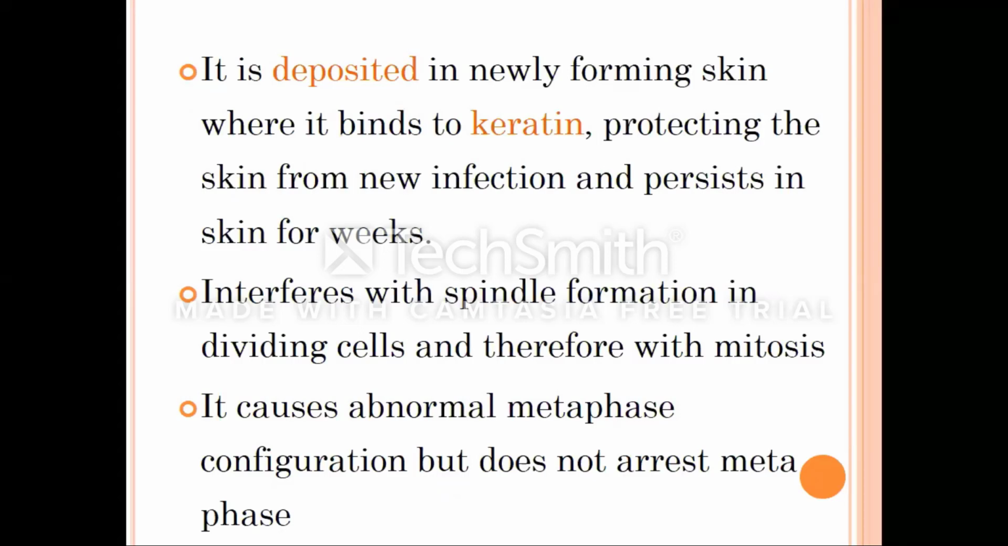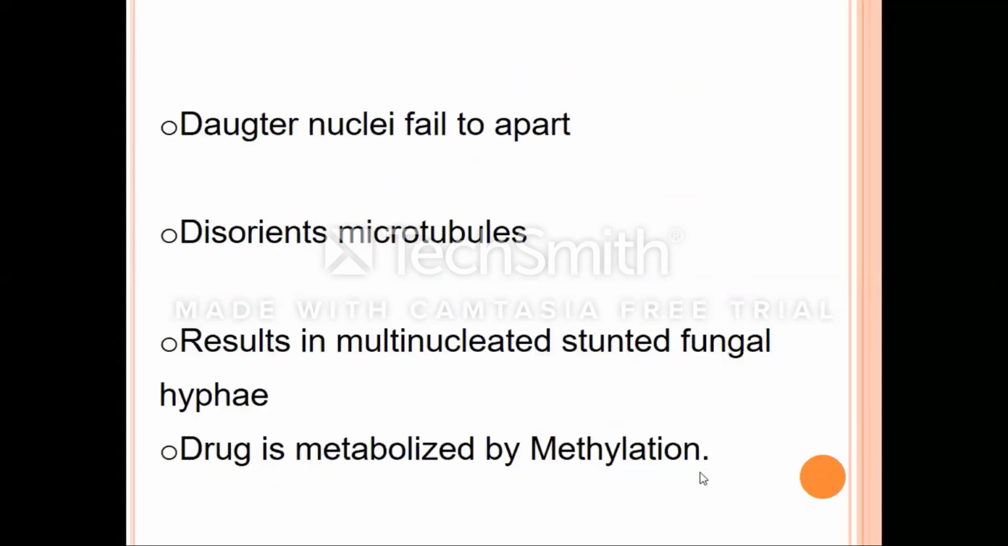How does it work? It interferes with the spindle formation in dividing fungal cells, and therefore it interferes with mitosis. It causes abnormalities in the metaphase, but it doesn't arrest the metaphase. Because of the abnormality in the spindle, the spindles do not recoil, so daughter nuclei don't separate, and that disorients the microtubules. As the daughter nuclei don't separate, the cytoplasm doesn't divide, and the multiplication of the fungi is stopped.